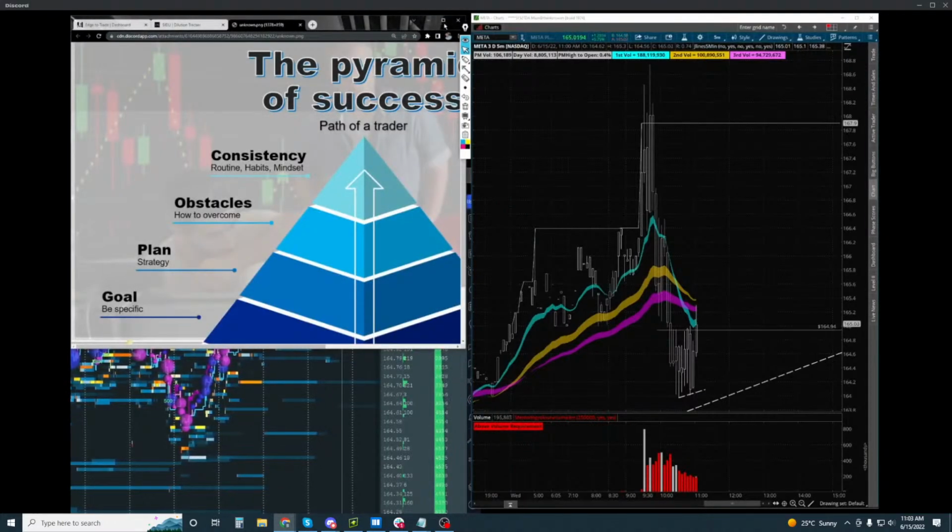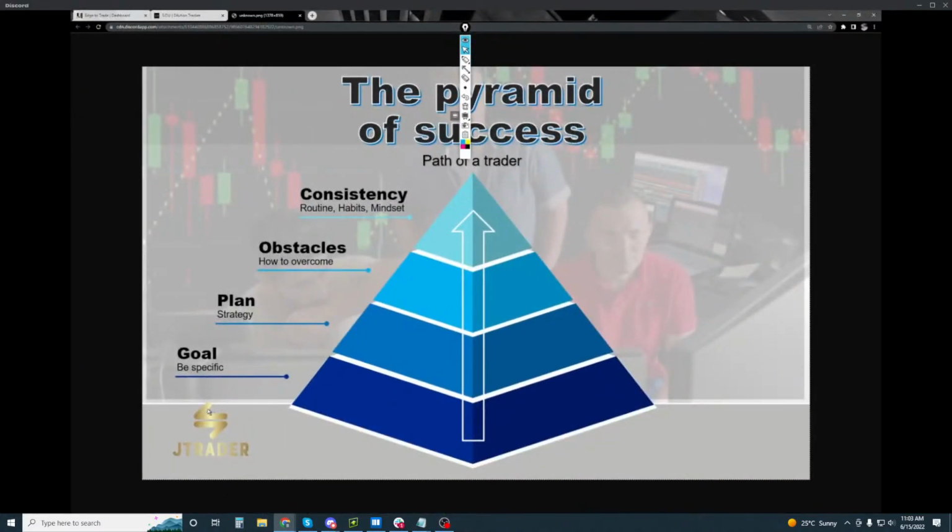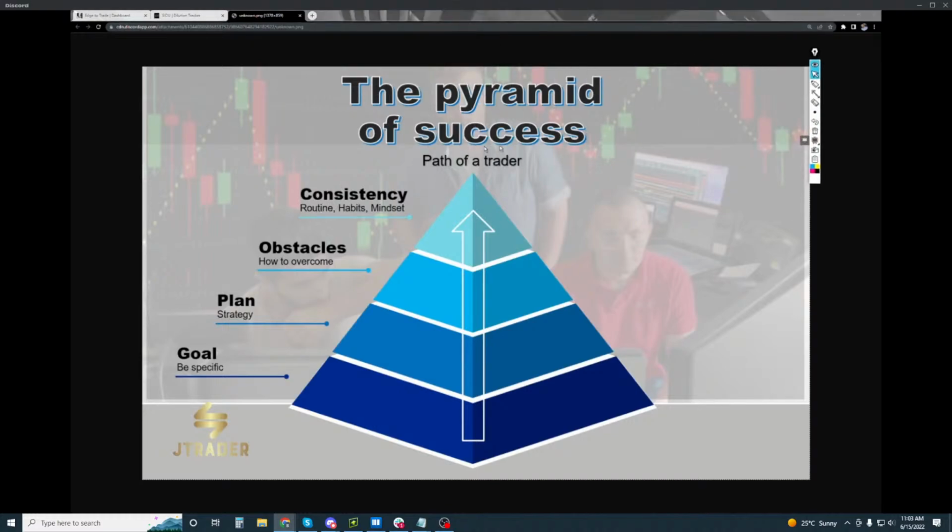And always remember the work you have to do. Goal: be specific. Plan: strategy. Obstacles: how to overcome. Consistency: routine, habits, mindset. And this is the path of a trader. So when you have a goal, you have to know exactly what you're looking for. When you have a plan, it's a strategy.